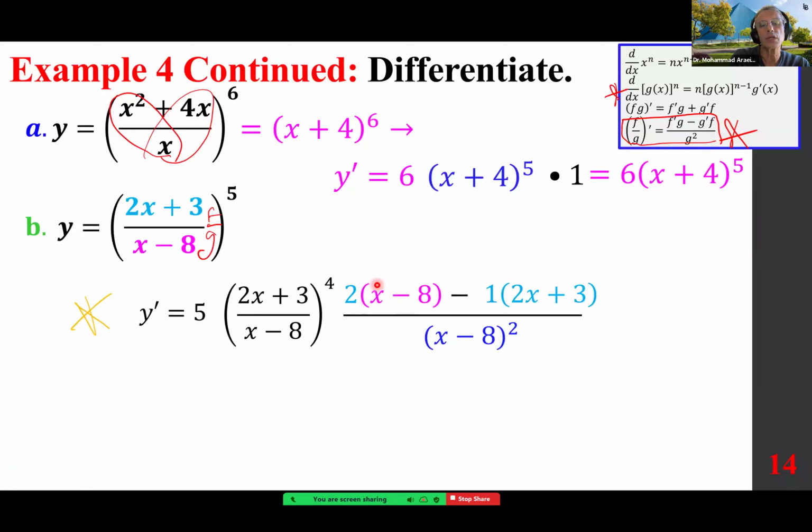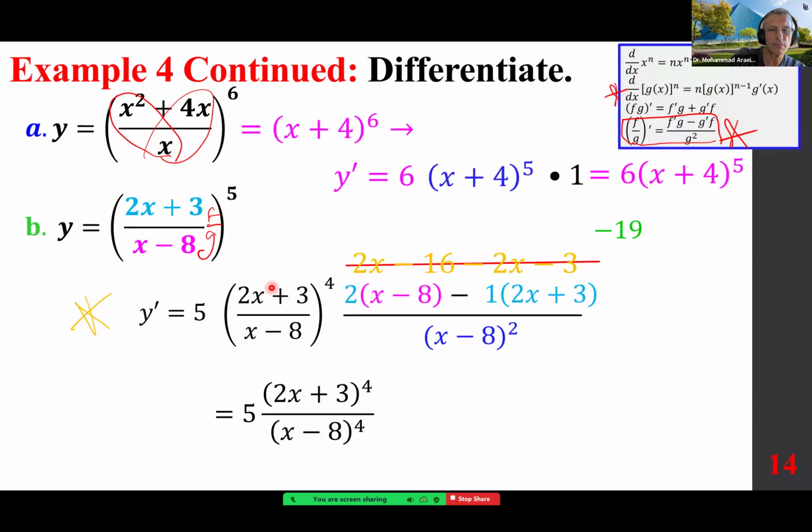By distributing, we get 2x minus 16 minus 2x minus 3. These two cancel each other. These two add up to negative 19. Now, to make sure we recognize what we have, we are going to keep this number. We're going to write this as (2x plus 3) to the power of 4 over (x minus 8) to the power of 4. Please see these two are the same, but it will help us with the final answer. And we're going to rewrite this as negative 19 over (x minus 8) quantity squared.